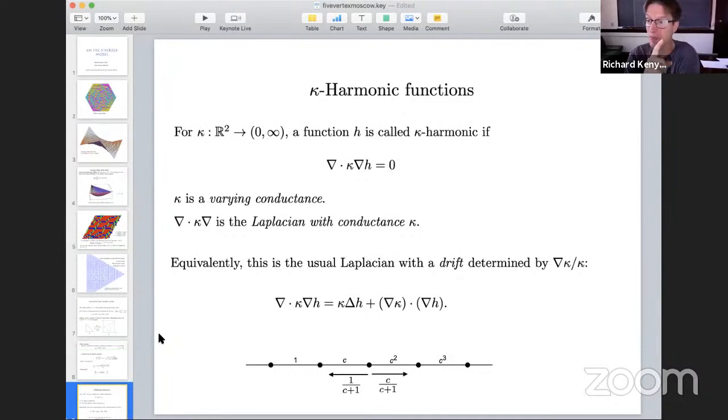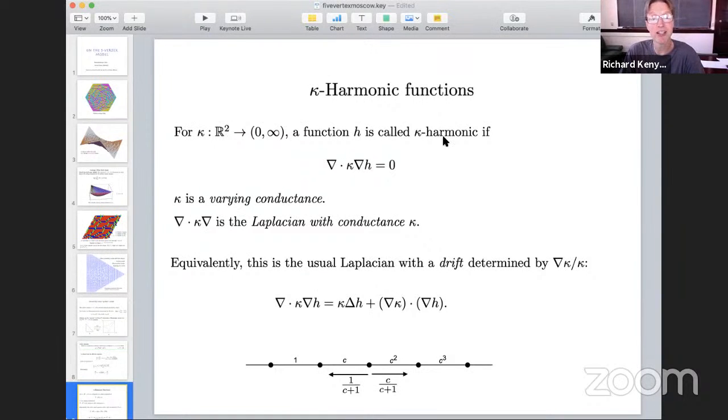Okay, so let me pause for a moment and tell you what a kappa harmonic function is, because at the end of the day, we're going to write our solution in terms of harmonic functions. A kappa harmonic function is a harmonic function, but with a varying conductivity. So, working again on the plane, let kappa be a positive real function on the plane or some part of the plane.